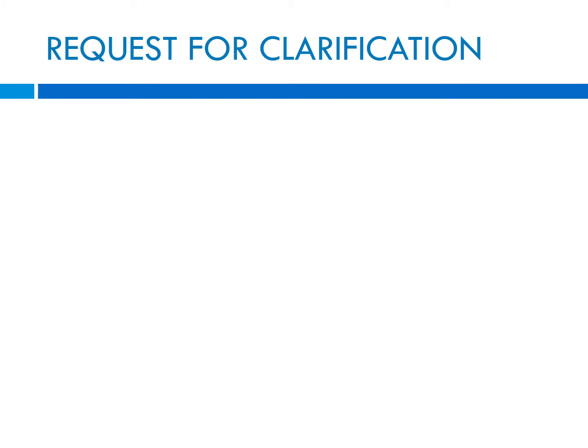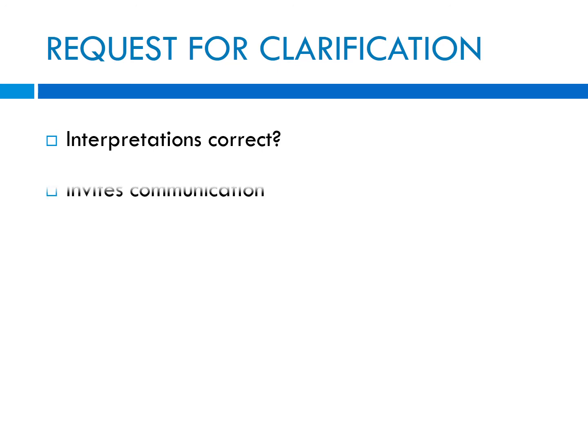This is really kind of the crux of the whole perception check. This is where you actually check to see if your perceptions are correct. The way you do a request for clarification is you ask the other person if your interpretations are correct. The request for clarification should invite the other person to talk to you. It should open up the communication. It should also leave the door open for other interpretations, because the request for clarification is when you ask the other person if you got it.